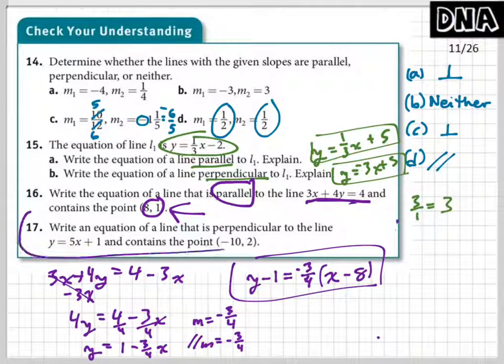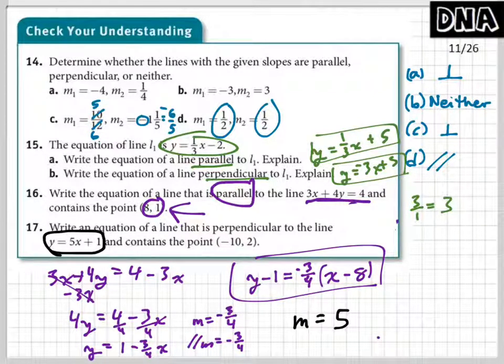Now this problem right here is almost the same thing, except now it's asking for perpendicular. This actually, I think, is easier. Because look, what form do they give it to us? Yeah, it gives us in slope-intercept form, so we know what the slope is. So if my slope is, what's the slope for that? 5.